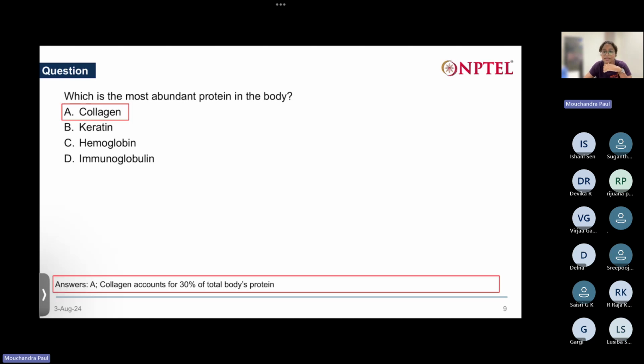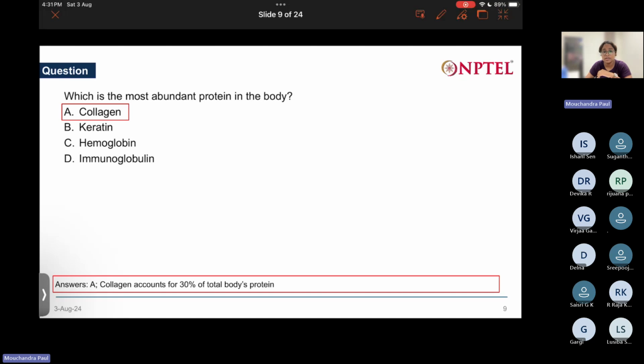In fact, collagen makes up 30% of our total body's weight. And among the total collagen, 90% of it is type 1 collagen. Whereas you see keratin in skin, hair, and nails. It is a protein responsible for protecting us, a kind of structural protein. Then hemoglobin you see in blood, in RBCs, responsible for carrying oxygen. Immunoglobulins are basically the antibodies that help in immune responses.